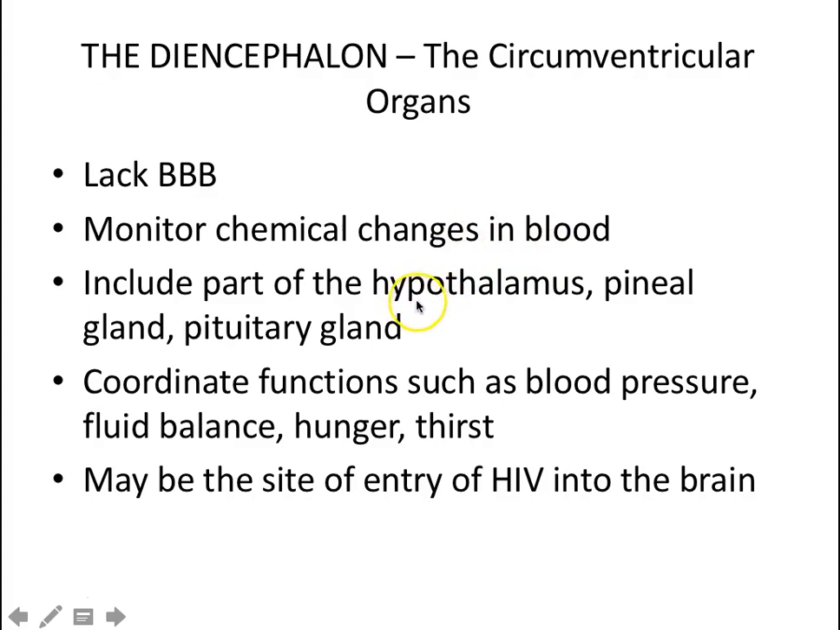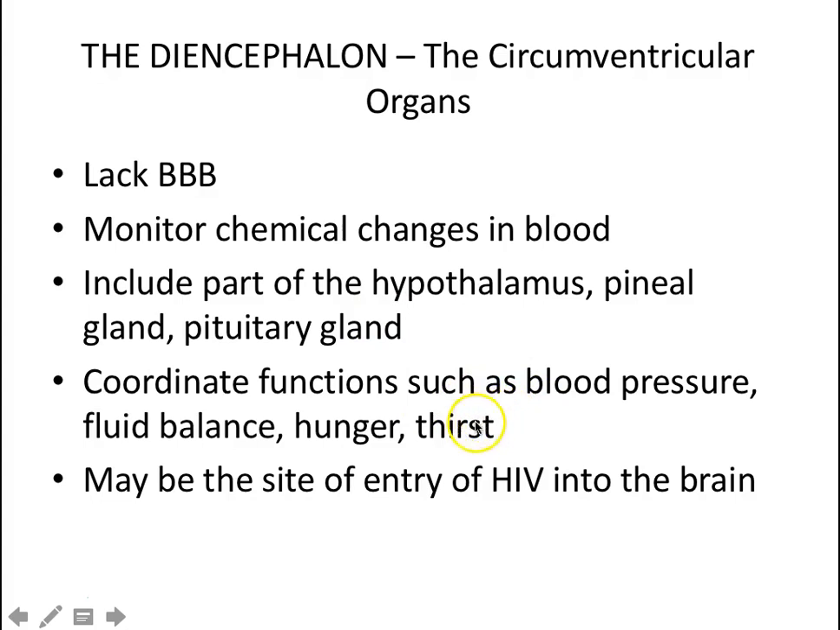So for example, the hypothalamus, we said one of its roles was that it contributed to your sense of thirst, right? So it's going to monitor your blood to see if you're dehydrated or not. And if you are, it sends that signal to the brain and says, hey, we're dehydrated. And then you register that as, oh, I'm thirsty, I should drink water. So it makes sense that these areas would monitor chemical change in the blood. So again, to do that, they're going to lack a blood-brain barrier. You can see the other things they play a role in: blood pressure, fluid balance, hunger, thirst, right? Again, you'll learn a little bit more about this in 202.